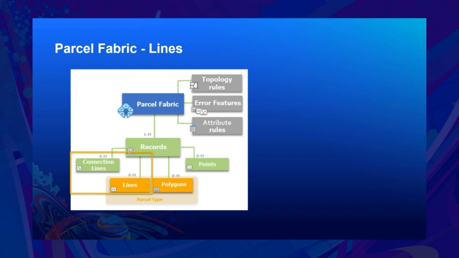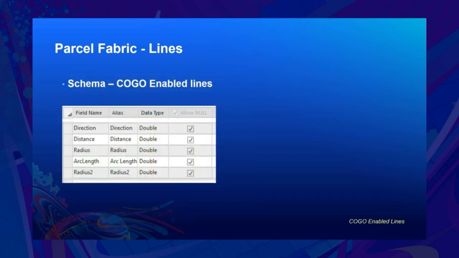Connection lines and all parcel lines are COGO enabled. COGO enabled means that these 5 fields exist on the lines. These fields are there to store direction and distance values for straight lines, and also radius and arc length values for circular arcs. Spirals are also supported, and so we have a radius 2 field as well. Whenever a new line feature class is created as part of the fabric, we know that it is COGO enabled. And these are all double fields.